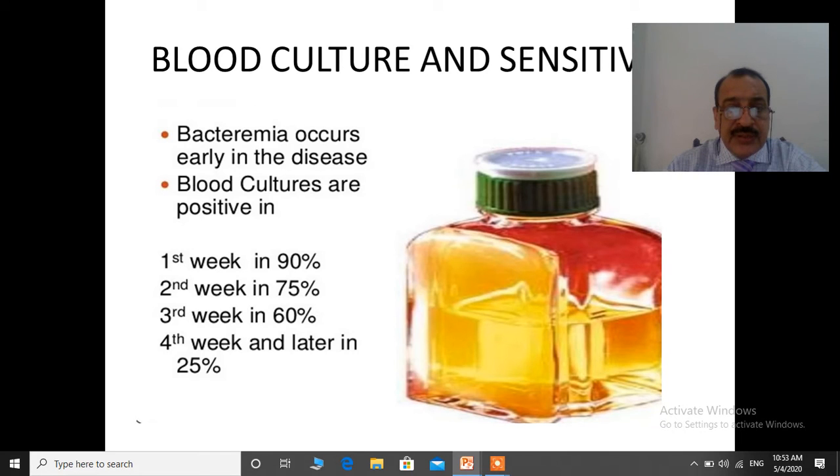The blood culture is positive in about 90% of the patients in the first week, about 75% in the second week, 60% in the third week, and 25% in the fourth week. So the yield is maximum in the first week, and the blood culture is a very specific diagnostic test of Salmonella typhi. On average, the blood culture is positive in 60 to 80% of the cases.